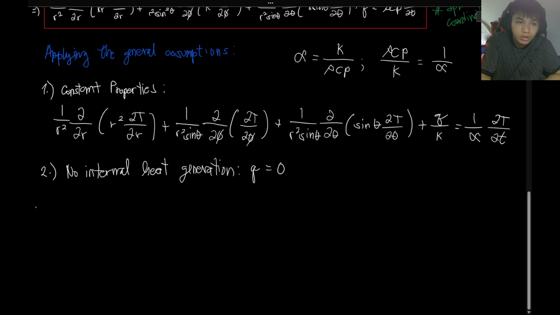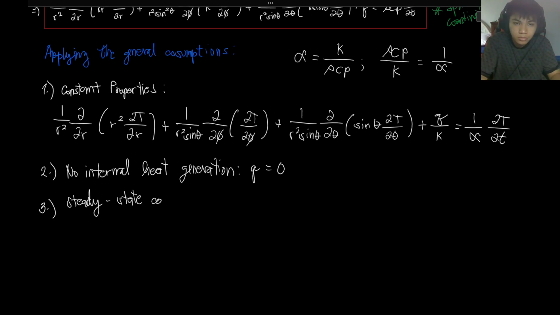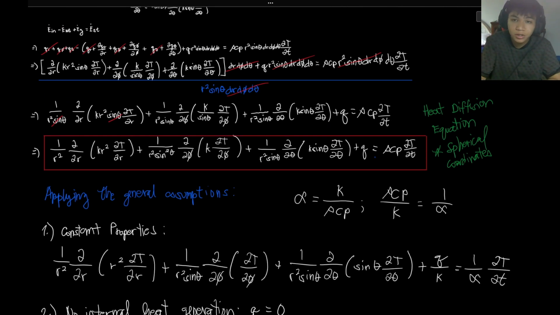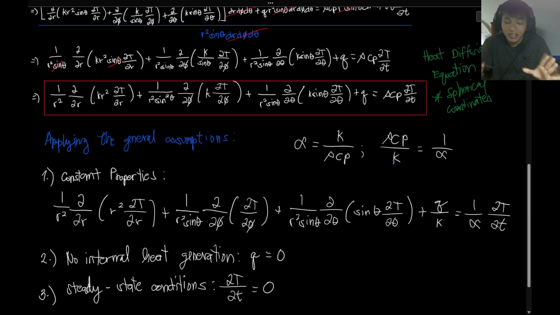And for the third assumption, we have steady state conditions. Which basically means that yung ating partial derivative of temperature with respect to time is equal to 0. So what that means is, itong side naman na to, ang magiging 0 na. So again, you just repeat the whole equation, and then this side is 0, since it's steady state.